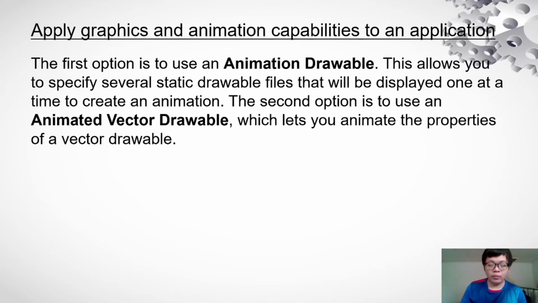I will be presenting for problem-based task 2 presentation for question 2: apply graphics and animation capabilities to an application. The first option is to use an animation drawable. This allows you to specify several static drawable files that will be displayed one at a time to create an animation. The second option is to use an animated vector drawable, which lets you animate the properties of a vector drawable.